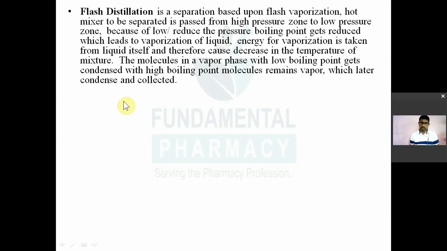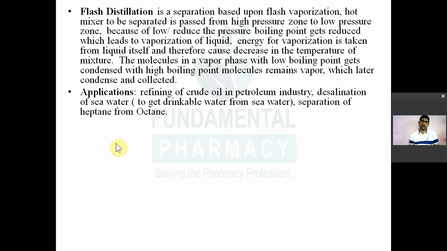Molecules in the vapor phase with low boiling point get condensed, and high boiling point molecules remain liquid, which is later condensed and collected. I will explain it. Application of this flash distillation: refining of crude oil in the petroleum industry, and desalination of seawater. Desalination मतलब removal of salt from water. Desalination of seawater to get drinkable water from seawater for the navy.